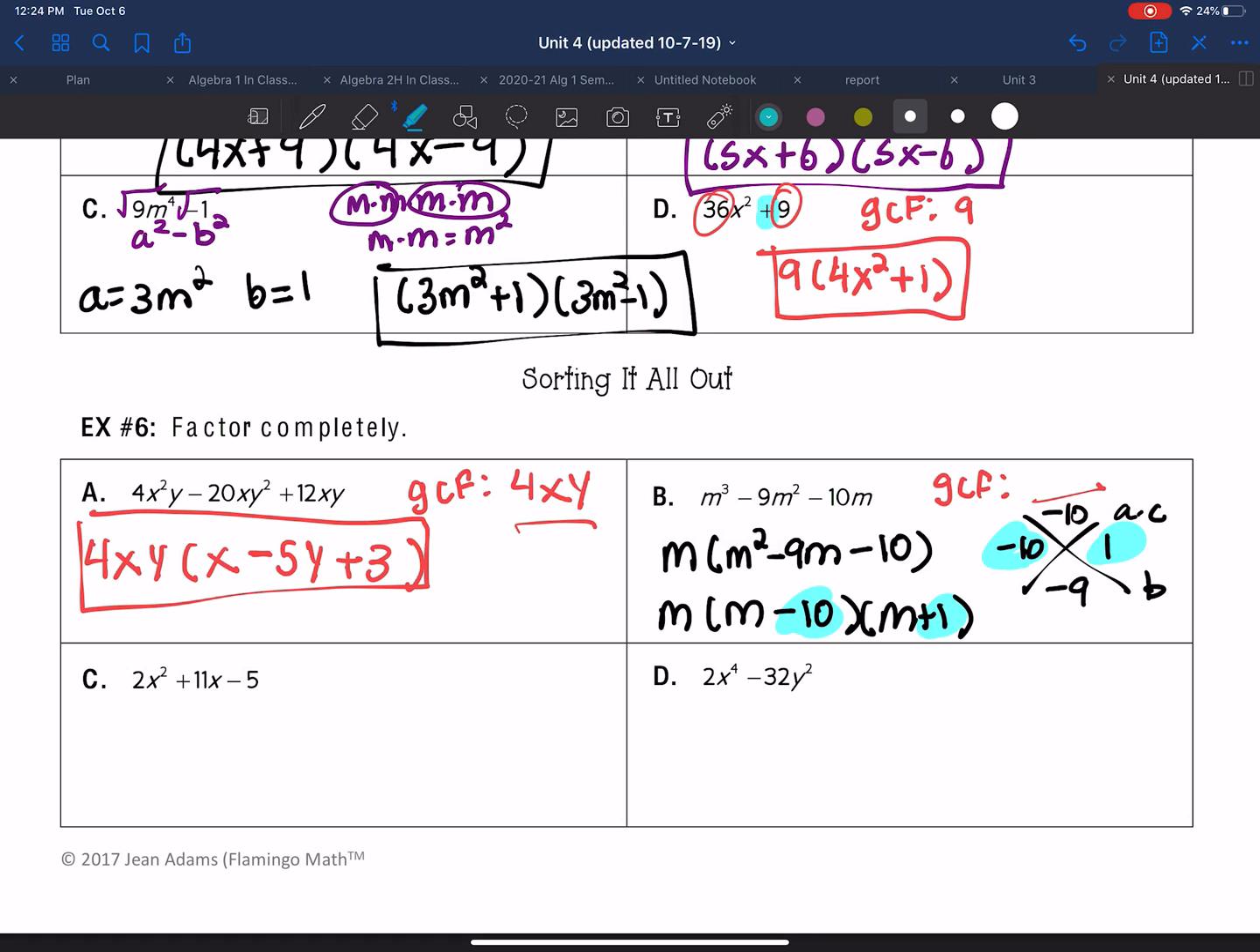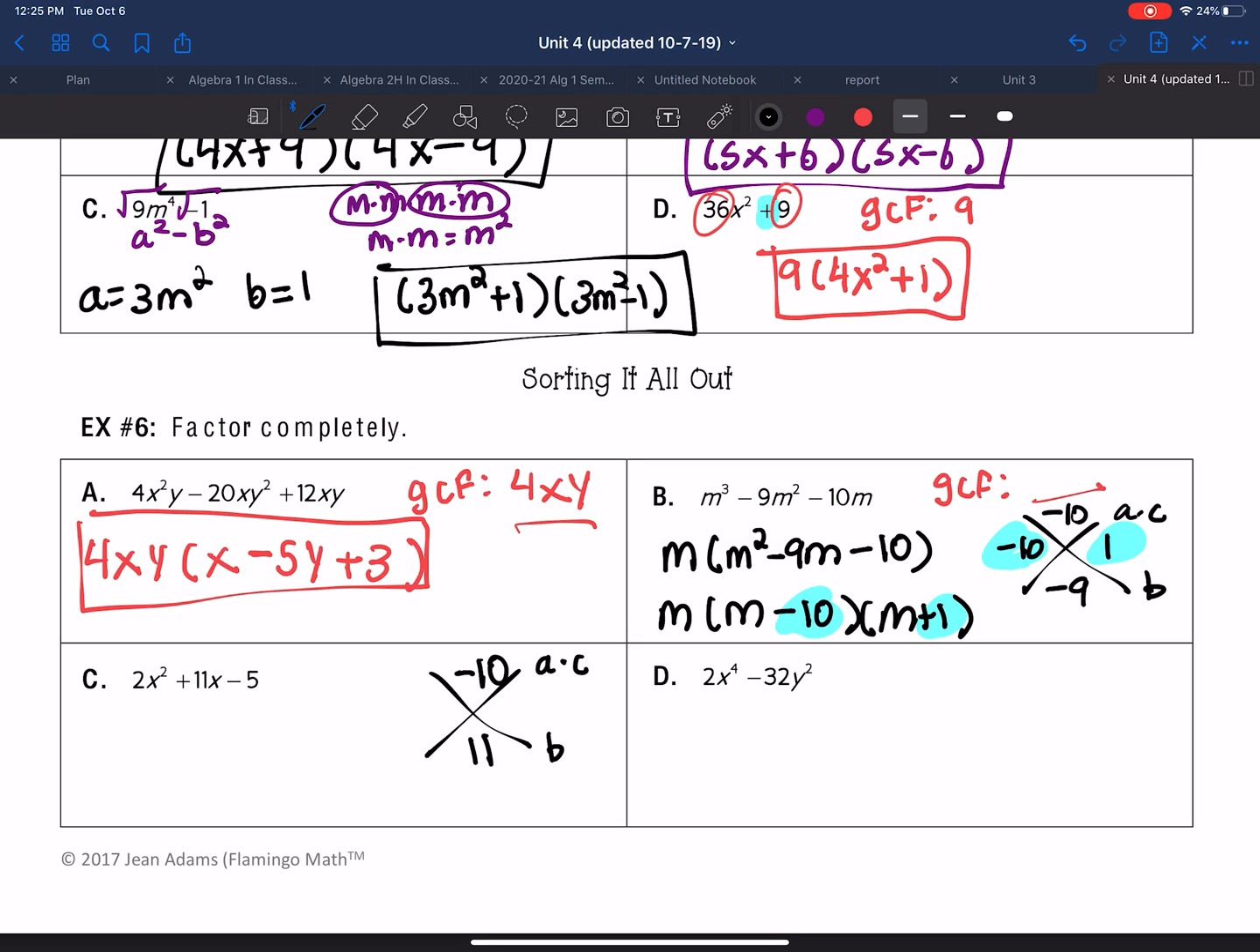Moving down to part C, I have 2x cubed plus 11x minus 5. I noticed that I can't factor anything out here, so I'm just going to go straight into using my diamond. So on the top, I have a times c. On the bottom, I have b. A times c, obviously here we have something that's not 1, so a times c is negative 10. And then b is positive 11. So factors of negative 10 that add up to 11.